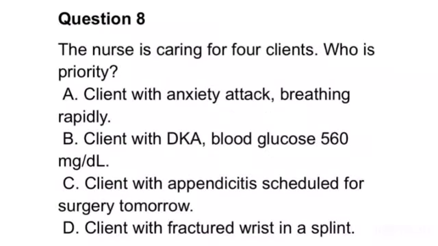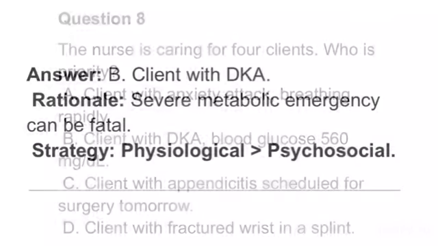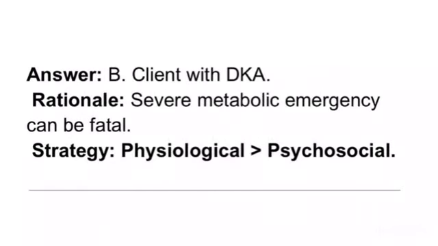Question 8. The nurse is caring for 4 clients. Who is priority? A. A client with an IV infiltration. B. A client with a nosebleed. C. A client with a blood transfusion who reports itching. D. A client with arthritis requesting pain relief. Answer: B. Client with DKA, blood glucose 560 milligrams per deciliter. Rationale: severe metabolic emergency can be fatal. Strategy: physiological greater than psychosocial.